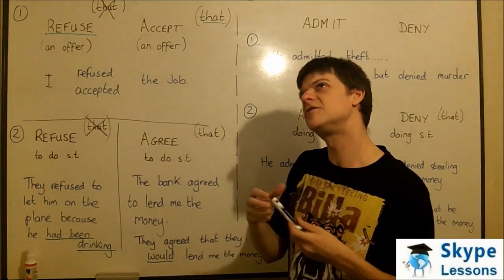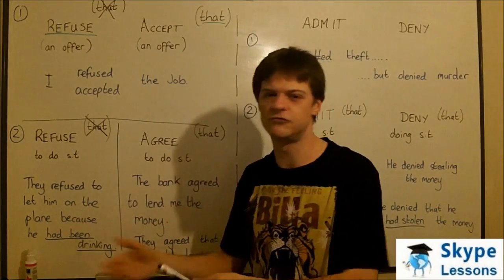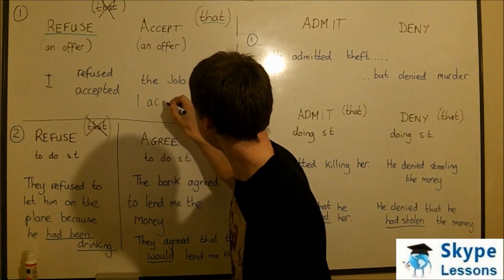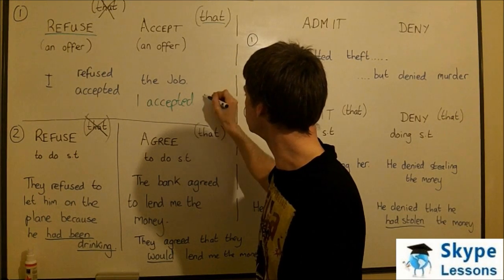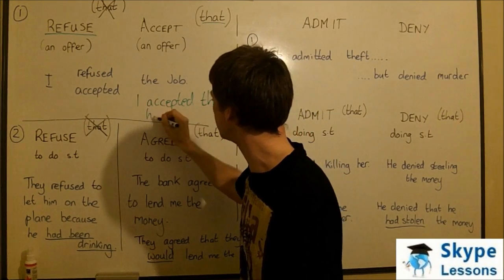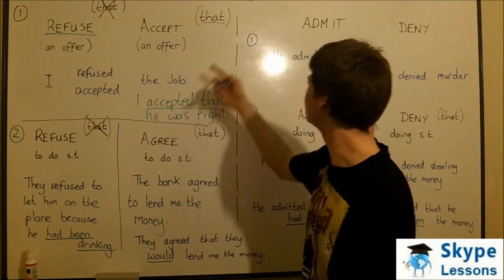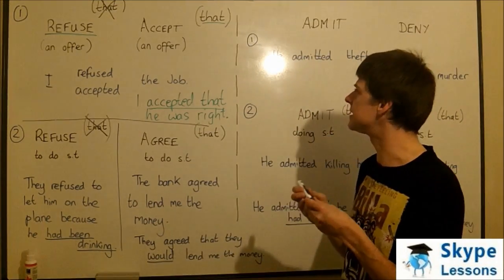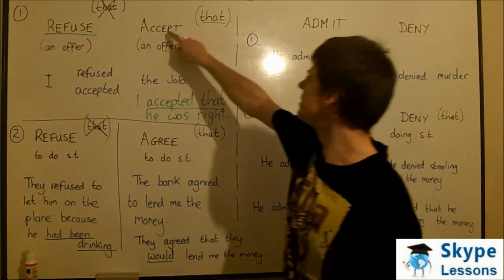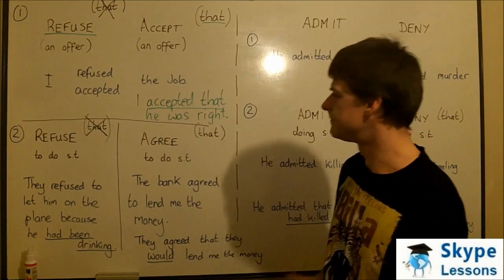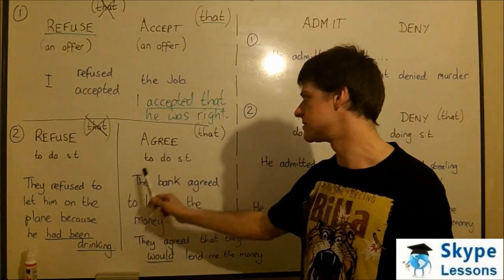You can also say accept that. Here accept is very similar to admit. When you accept that someone was right, for example, I accepted that he was right, or I accepted the invitation. But if you want to use that, I accepted that he was right. So you can use accept and that, and then it kind of means admitted. It means that you accept that someone was correct, or that someone was right. So accept is possible plus that. However, if you refuse to do something, I would say that the opposite would be agree to do something.